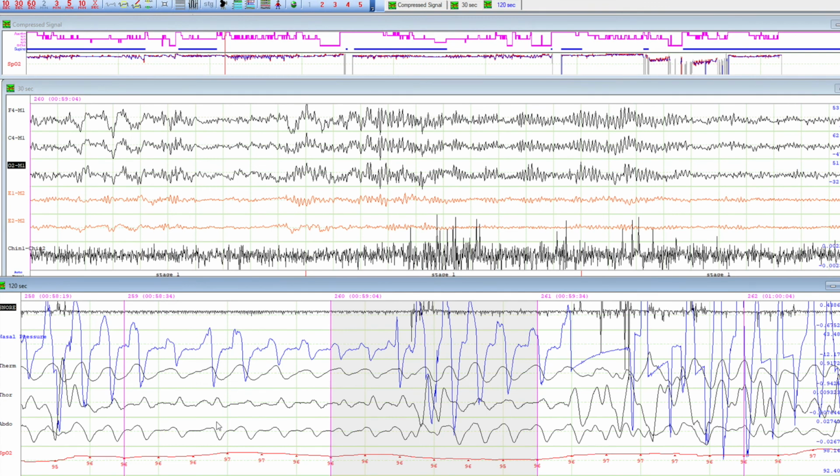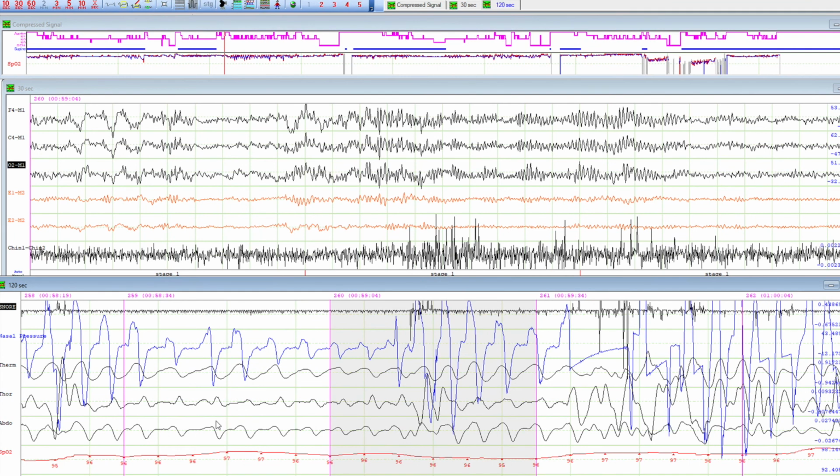Hypopneas, on the other hand, are a little more subtle, a little more complicated, because they require a consequence. They require that something happens or is attributable to the hypopnea. I'm only going to talk about the American Academy of Sleep Medicine recommended criteria for scoring hypopnea, but there are other ways to score hypopneas. But the AASM definition of a hypopnea is a discrete reduction in airflow to 70% or less of baseline airflow that lasts at least 10 seconds.